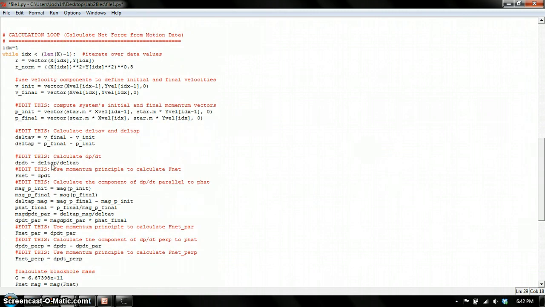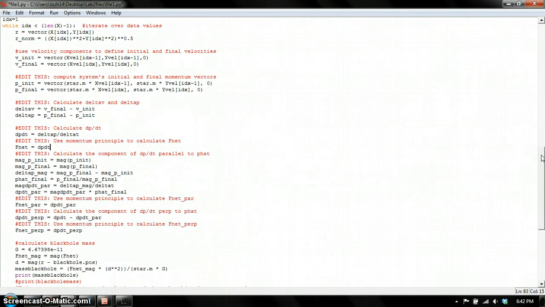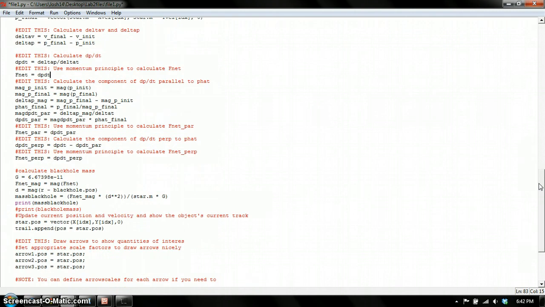So we divide the change in momentum by the change in time to get dp dt, and since this is a really big system over a lot of space, dp dt is equal to fnet even for that large time step. I also calculated the change in magnitude, so that was just the magnitude of the initial and final momentum, and then I took that change over delta t and multiplied it by the direction of the final momentum vector. So that's also equal to fnet, so dp dt parallel is equal to fnet parallel.